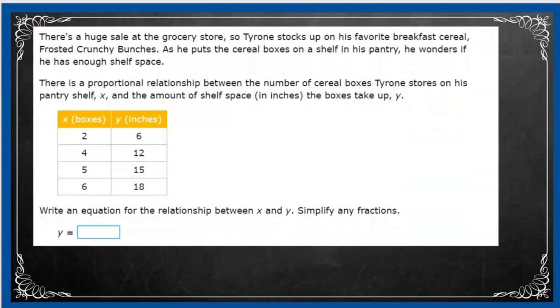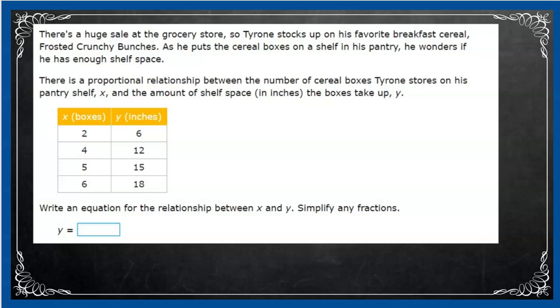All right, let's look at another one. There's a huge sale at a grocery store, so Tyrone stocks up on his favorite breakfast cereal, Frosty Crunchy Bunches. As he puts the cereal boxes on a shelf in his pantry, he wonders if he has enough shelf space. There is a proportional relationship between the number of cereal boxes Tyrone stores on his pantry shelf, x, on the left, and the amount of shelf space in inches the boxes take up, y.